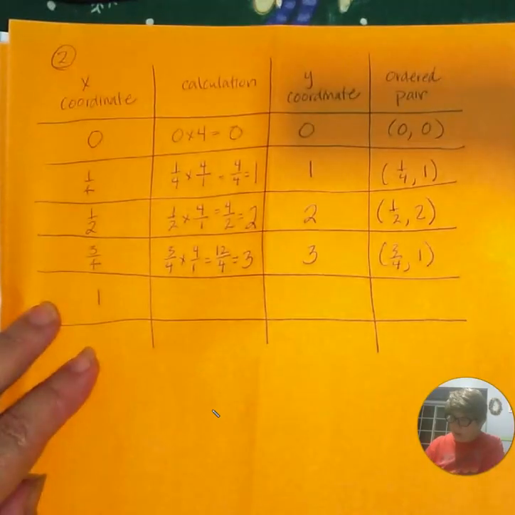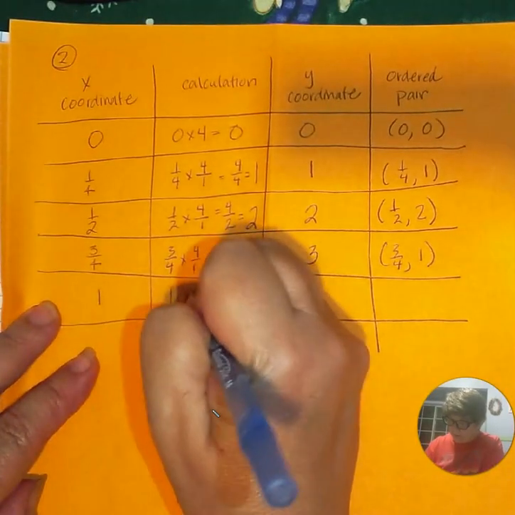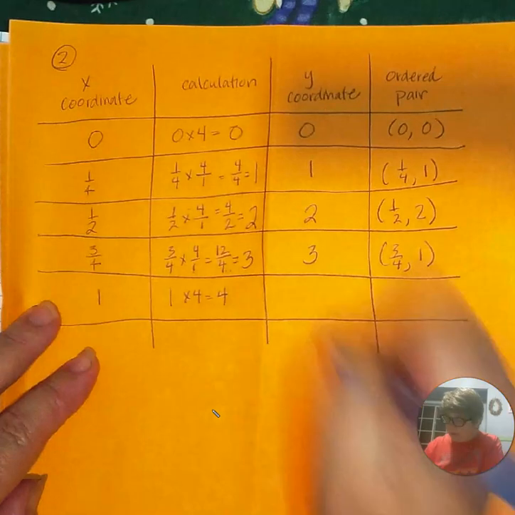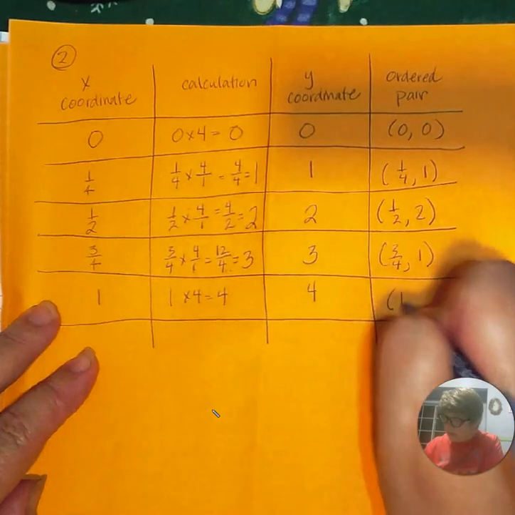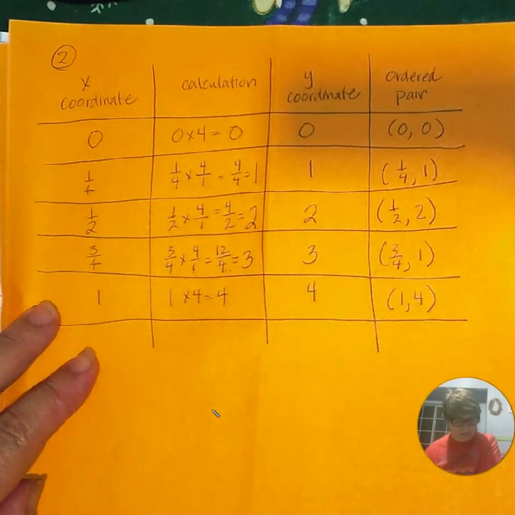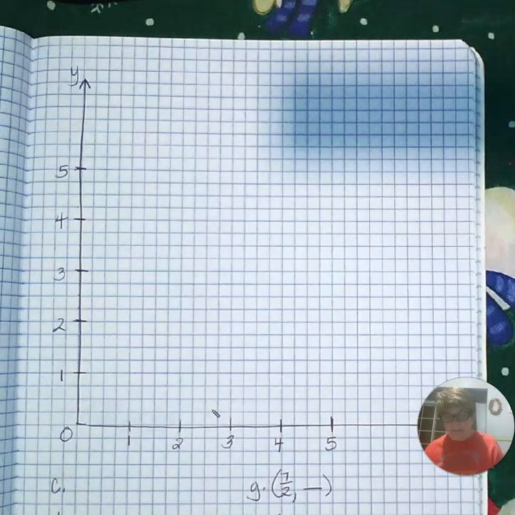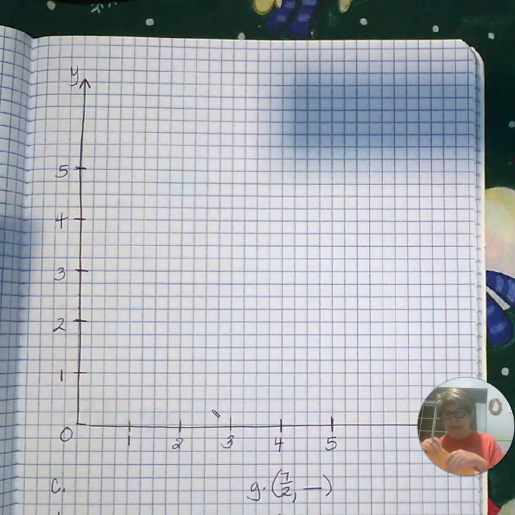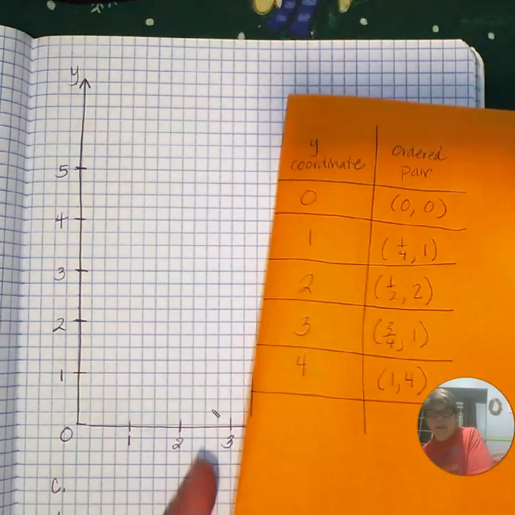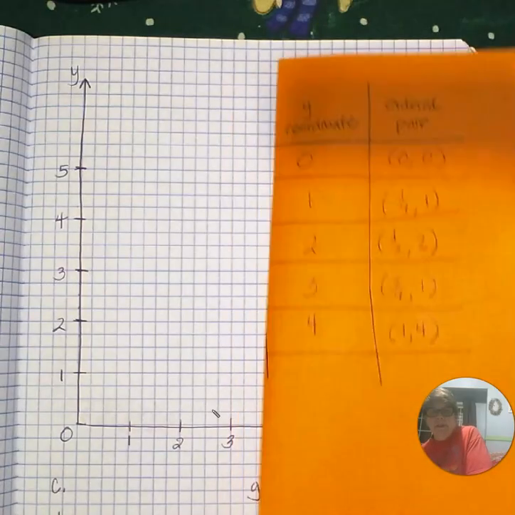And then 1 times 4 is 4. And our y coordinate is 4. So then we have 1, 4. Got it? All right. Now we have to plot those on our coordinate plane. And see if I can put my ordered pairs over here to make it easy for us to see them.